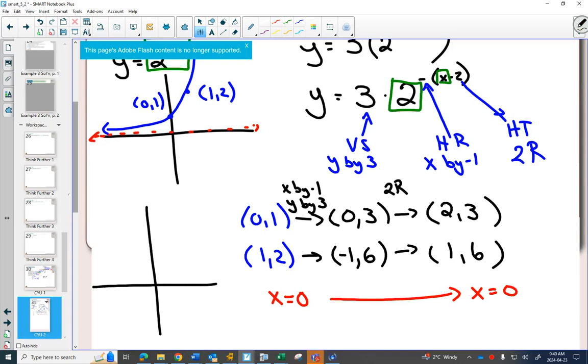I'm going to draw a new graph. I'm going to label my asymptote, not x equals 0. You guys are supposed to say something when I do typos.